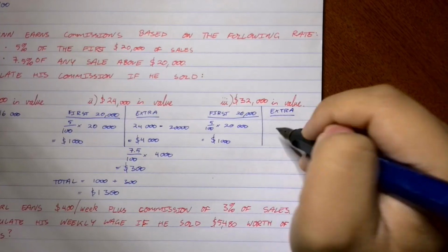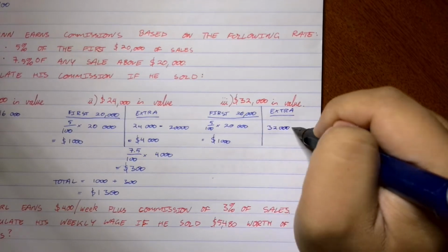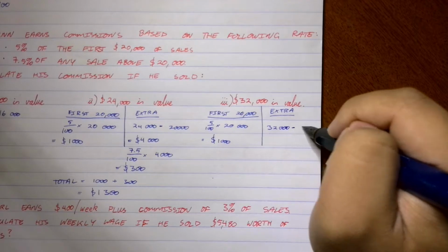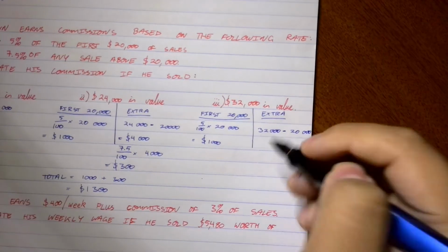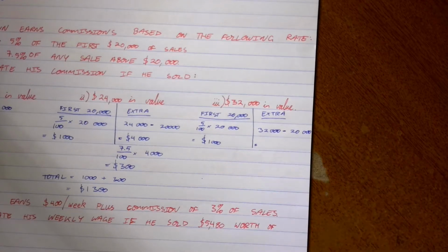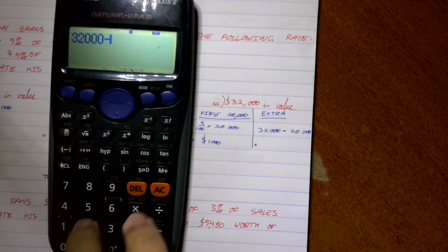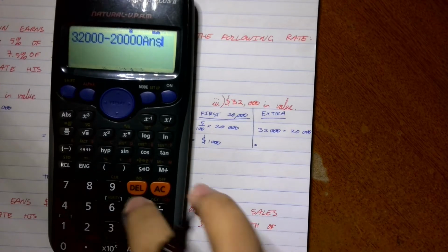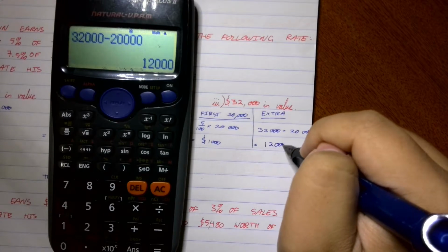Now the extra amount: the total value that he sold, 32,000 minus the target goal, which is 20,000. Well, that's 32,000 minus 20,000. That is $12,000 extra.